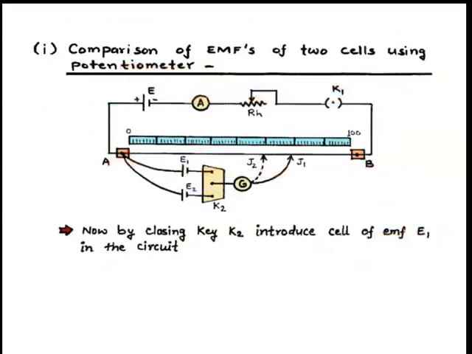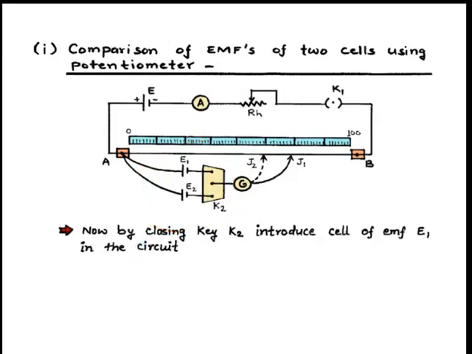Now, this potentiometer is used for various applications, right? These are your two practicals of your 12th class. The first use of potentiometer is that you can compare the EMF of two cells. Here you can see two cells, E1 and E2. With the help of potentiometer, you can compare their EMFs, right children?